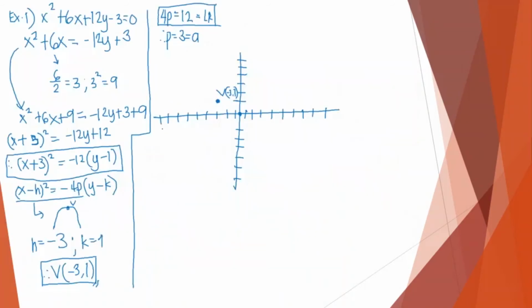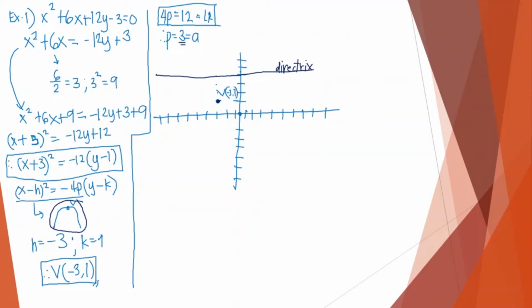Okay, if we denote it here, from this vertex we will count p, which is 3. So 1, 2, 3. This will be your directrix. Take note, we have already assumed that our parabola is concave downward. Okay, so this will be our directrix.